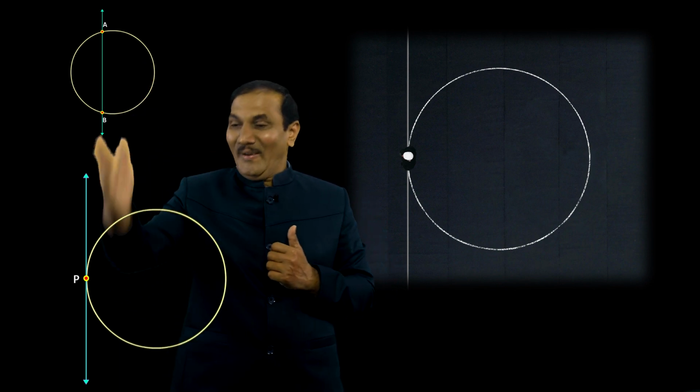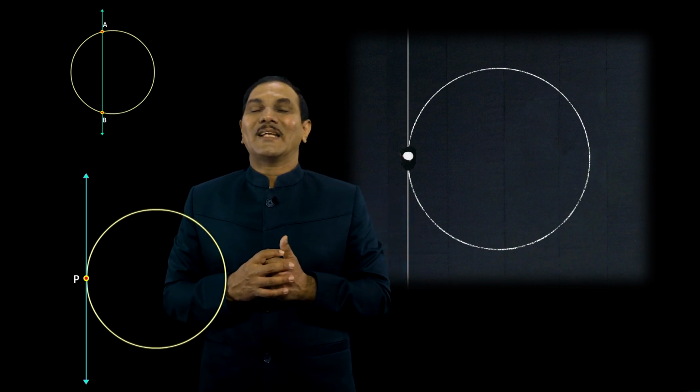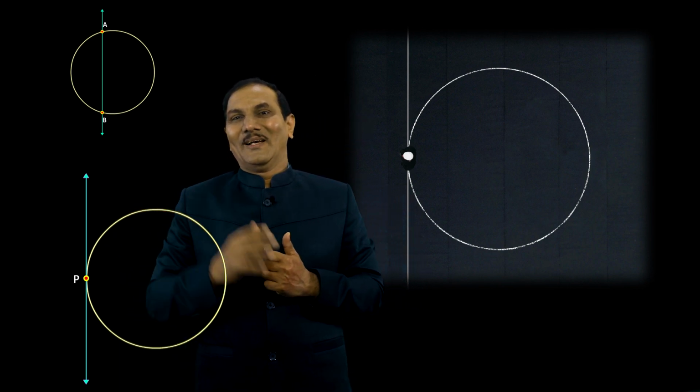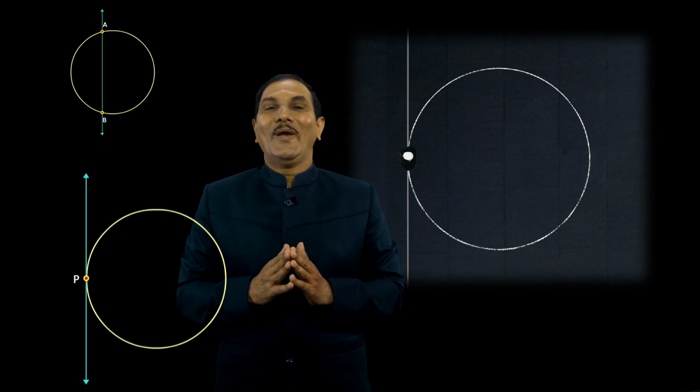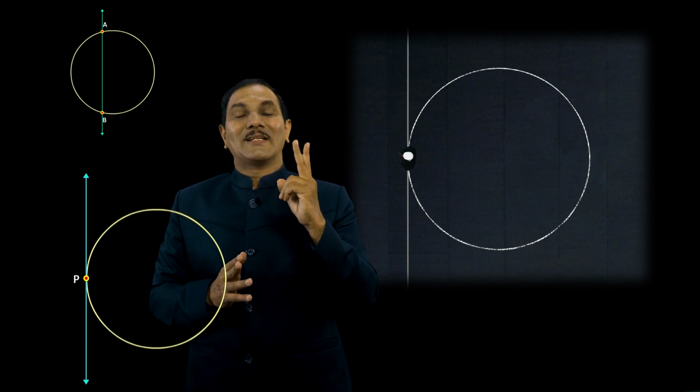But the line AB still exists, and this is a tangent as it is touching the circle. With this, we can conclude that a tangent to a circle is a special case of the secant where the two endpoints of its corresponding chord coincide.